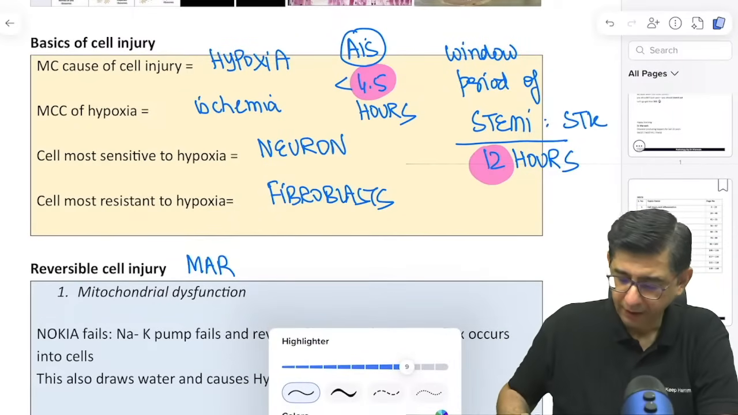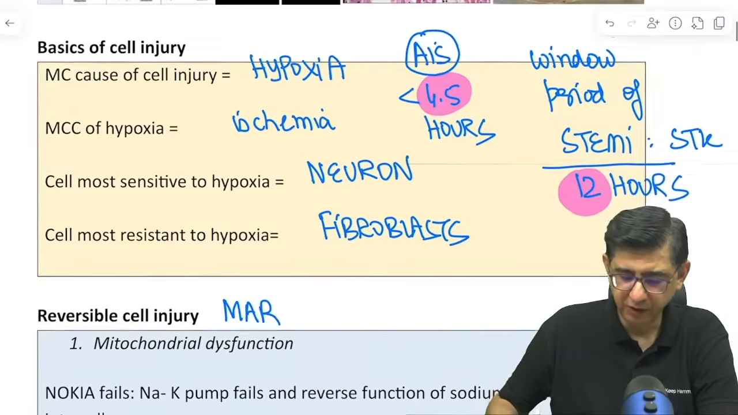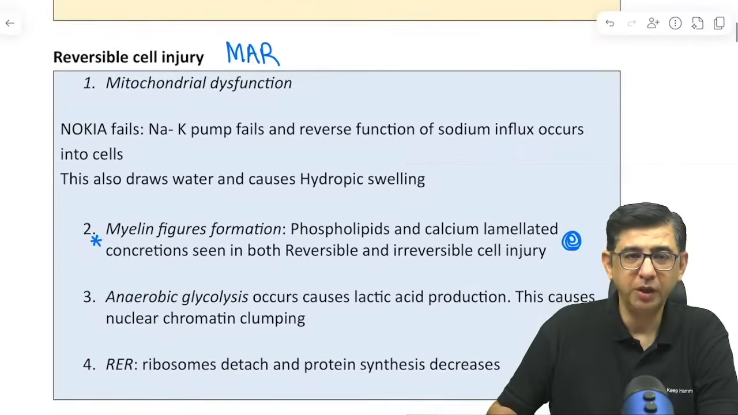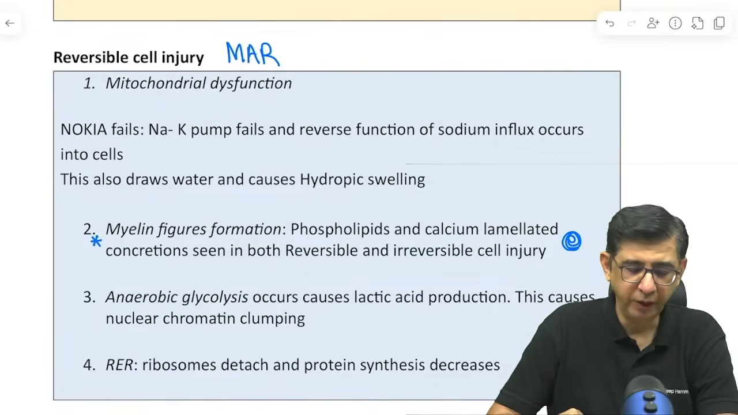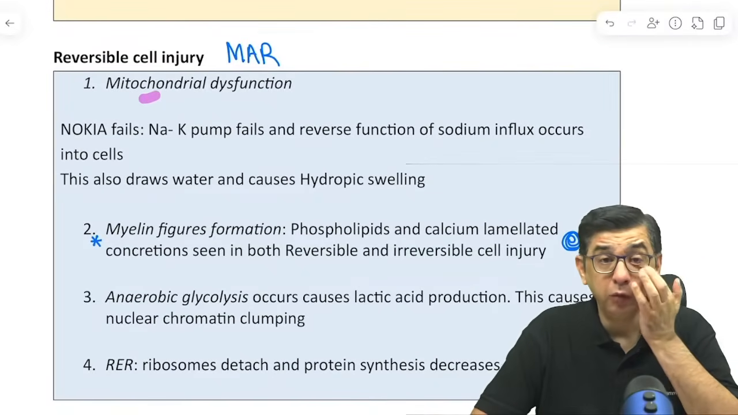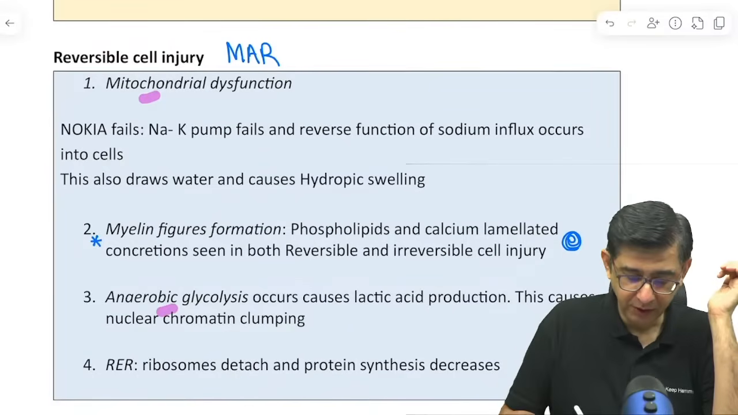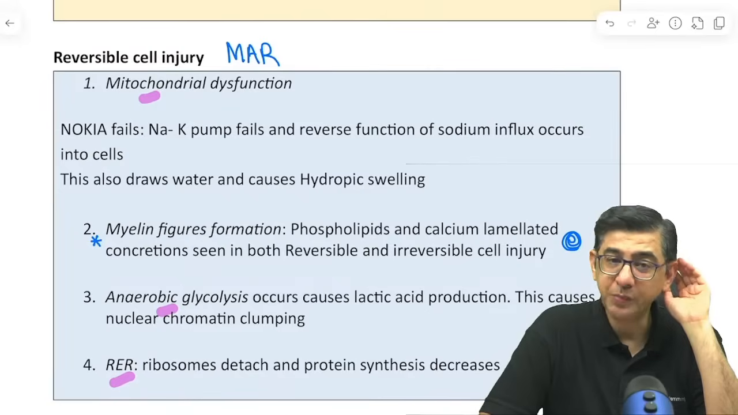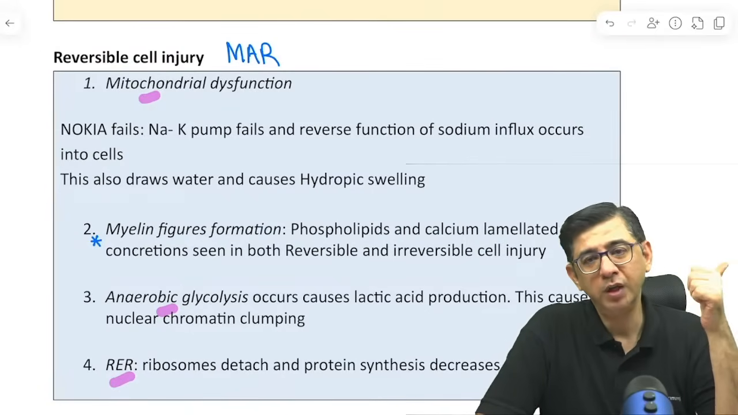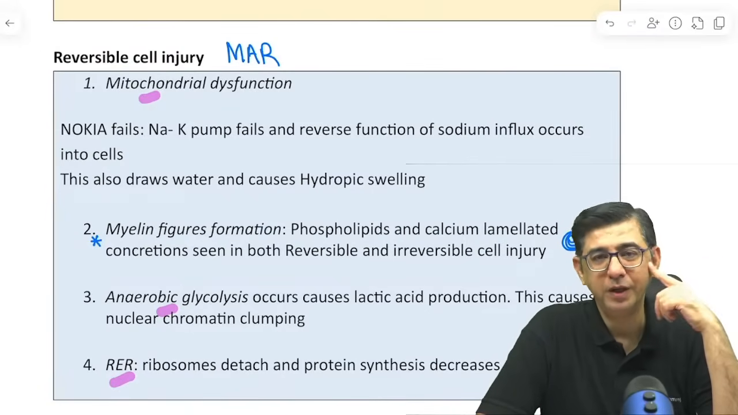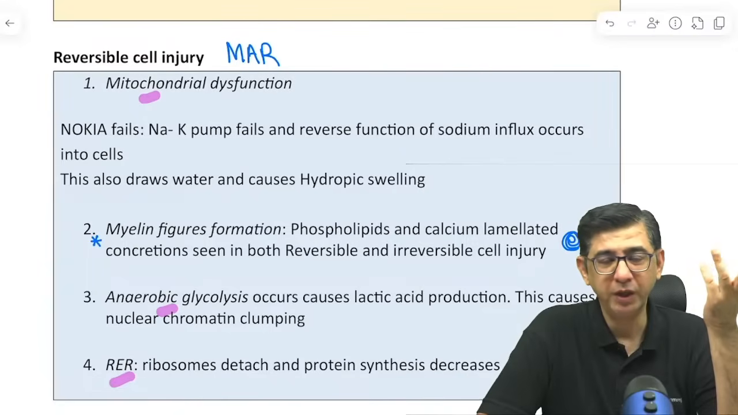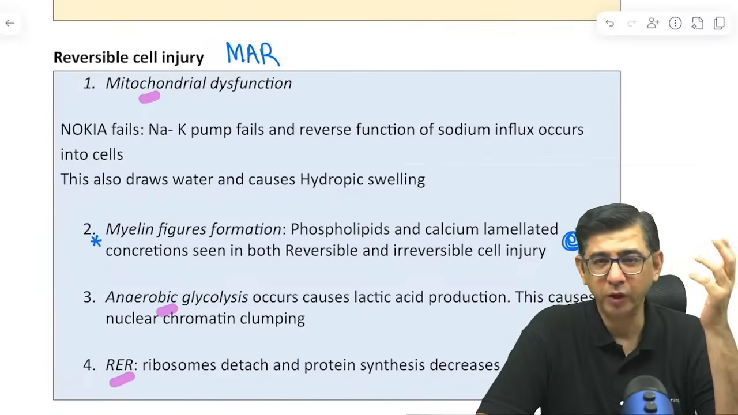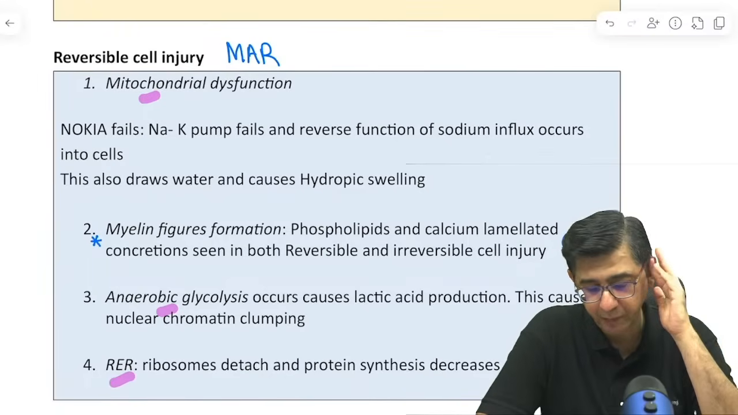Good. Next we focus on the aspects of reversible cell injury. The word is blow. When the cell gets hit, three things will happen: mitochondrial dysfunction, then anaerobic glycolysis. Oxygen will be lacking, so cells will switch to the anaerobic mode of respiration. I am not talking about cancer, that was inefficient respiration, that is aerobic glycolysis. This is anaerobic because there would be a decrease in blood supply to the heart or to the brain, so the cells will switch to anaerobic mode of respiration and lactic acid would be produced.